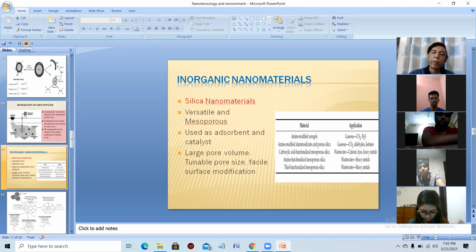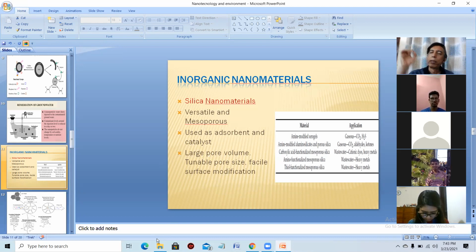It has the advantage of large pore volume. What is the advantage of being porous? Because they are porous, the contaminants or pollutants can go inside the pore, and they are trapped inside the pore. So, that is the advantage of silica nanomaterial. It has large pore volume.